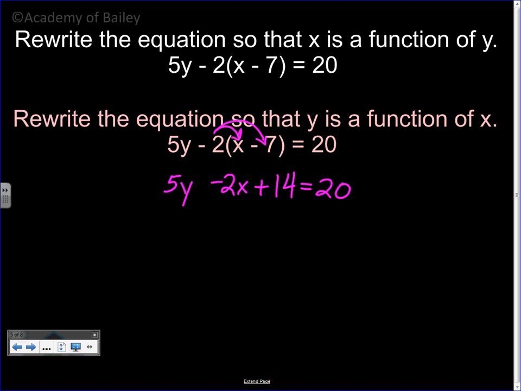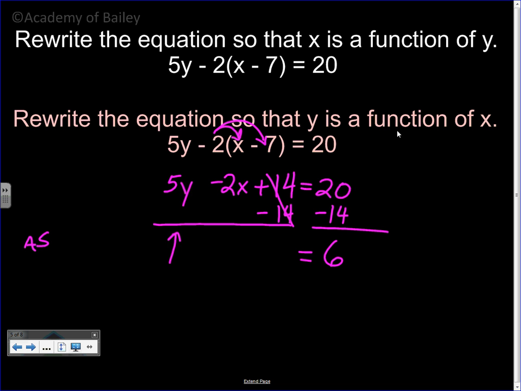Now, if we're trying to get y by itself, what are we adding or subtracting to y? Well, we are adding 14. So the opposite of adding 14 is subtracting 14. Those will cancel to leave us 0. 20 minus 14 is going to equal 6.